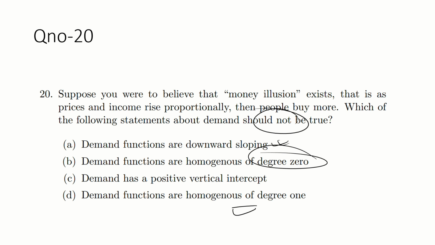So money illusion means your demand should be kept constant after increasing the prices, because your income is also increasing in the same way. Suppose prices increase by 5%, then your income is also increasing by 5%. So your purchasing power would remain constant. So this should follow the property of homogeneous of degree one, not homogeneous of degree zero. So option B is not true.